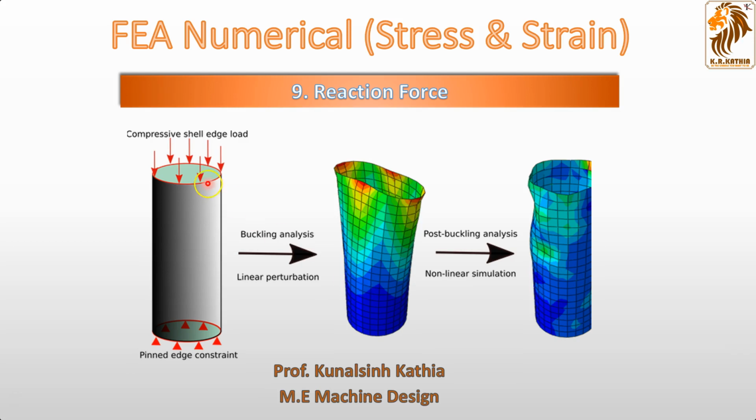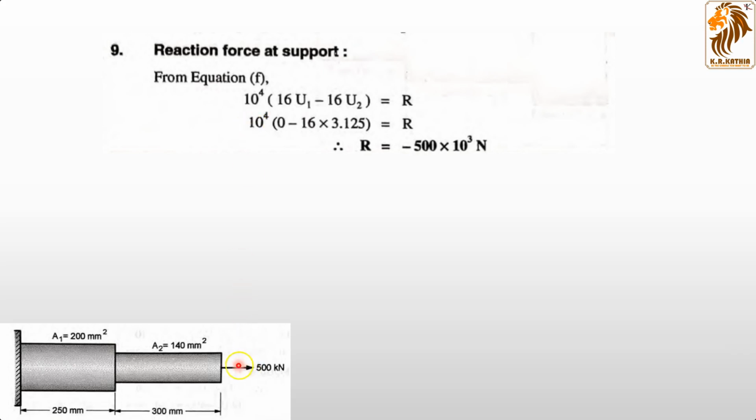And then the reaction force, meaning where the bar is fixed, how much reaction will act on it. There is a 500 kilonewton force, so obviously a reaction force of minus 500 kilonewton should be acting on it. But to cross check it, we can use the stiffness matrix of element number 1, that is K1. The equation is 10 raised to 4 times 16U1 minus 16U2 is equal to R. By solving, it is proved that this will be a negative 500 times 10 raised to 3 Newton. So this is the complete conclusion of our numerical.